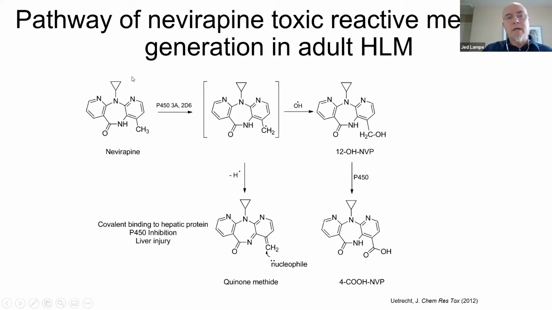And in fact, what happens is the parent compound, nevirapine, gets metabolized by CYP3A4 in the adult and 2D6 to generate this unstable intermediate, which can recombine, that radical can recombine with hydroxyl to form the 12-hydroxynevirapine and the 4-carboxy, which gets further metabolized. And both of those are inactive. However, it can abstract a hydrogen radical to generate this quinone methide species, which has this reactive electrophile, which can then react with nucleophiles in the cell and generate the hepatotoxicity that we've seen. And this has really been elegantly demonstrated in rat models. So we know that this reactive metabolite is responsible for the hepatotoxicity that we see in the adult.